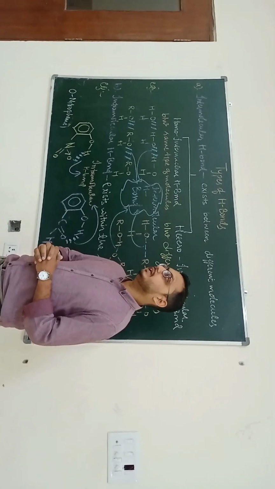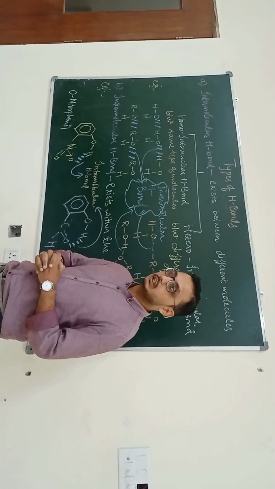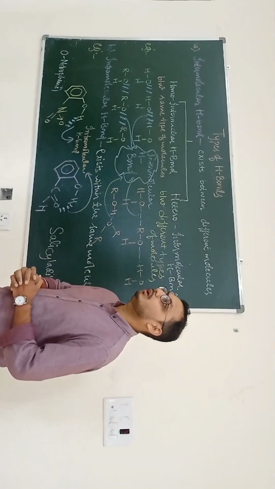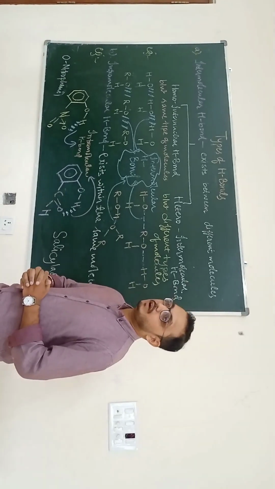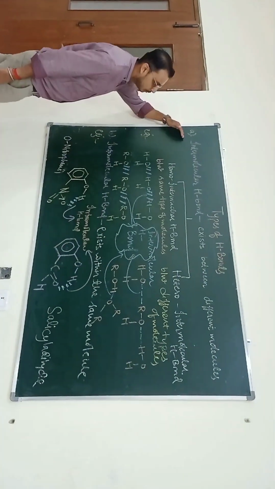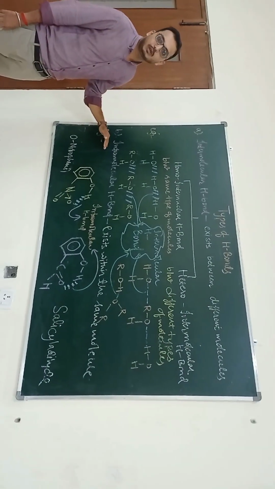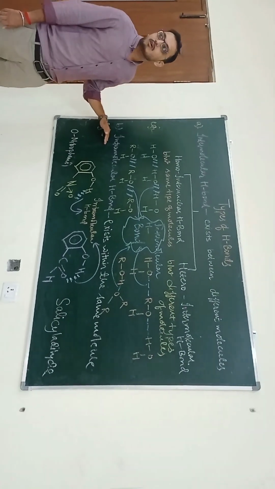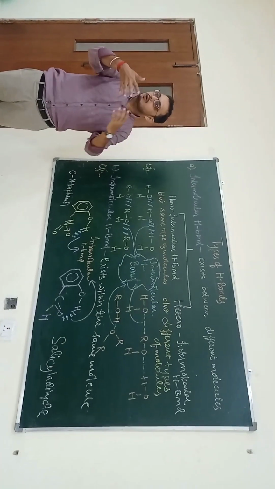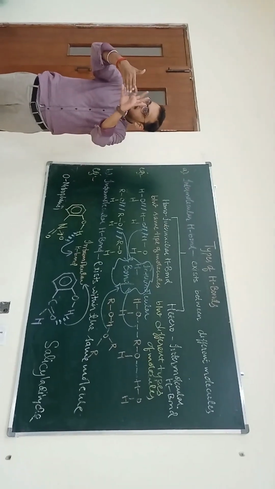In the first lecture, we have seen hydrogen bond, its introduction, that is definition and characteristics. In the second lecture of hydrogen bond, we are going to cover the types of hydrogen bond. The hydrogen bonds are basically divided into the intermolecular hydrogen bond and intramolecular hydrogen bond on the basis of the fact that it is formed between two molecules or whether it is formed within the same molecule.